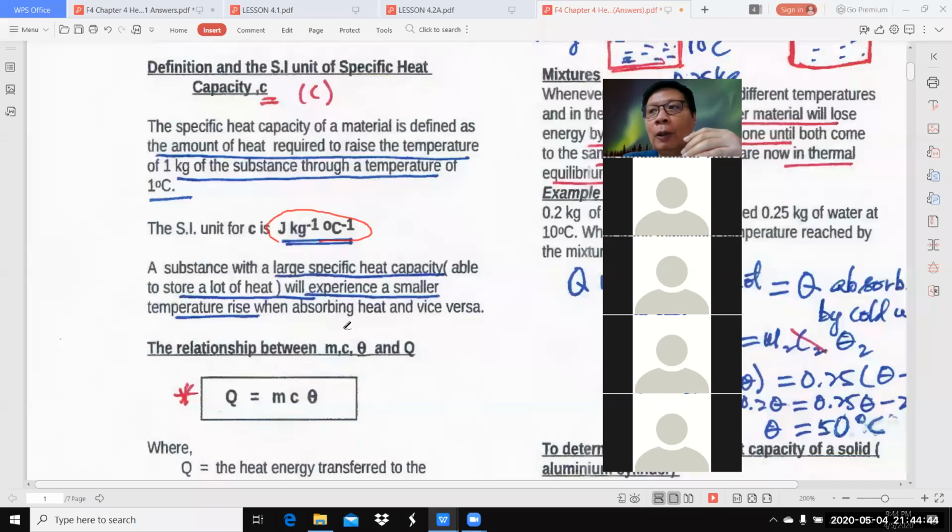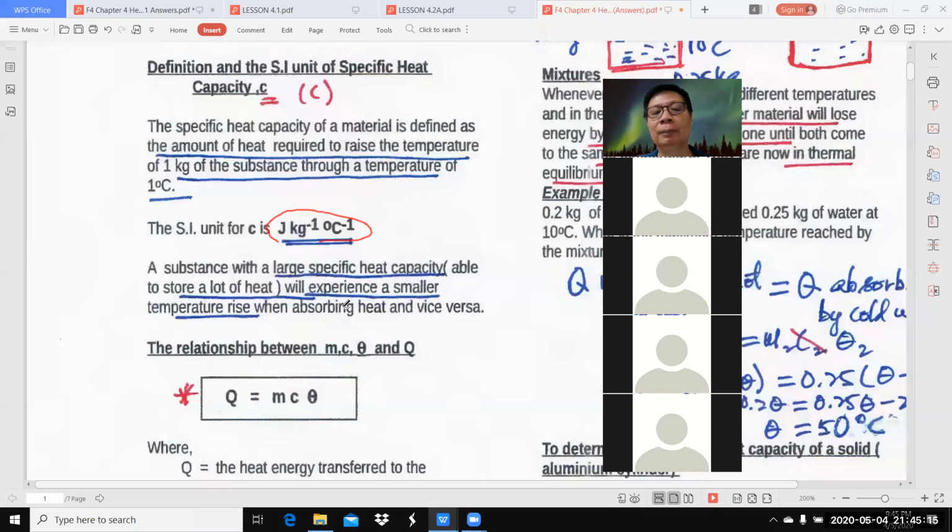I mean, water has more ability to store heat energy, to store the heat energy without increasing the temperature. That's why we say, you look at here, a substance with large specific heat capacity, able to store a lot of heat, will experience a smaller change in temperature. Water, okay.